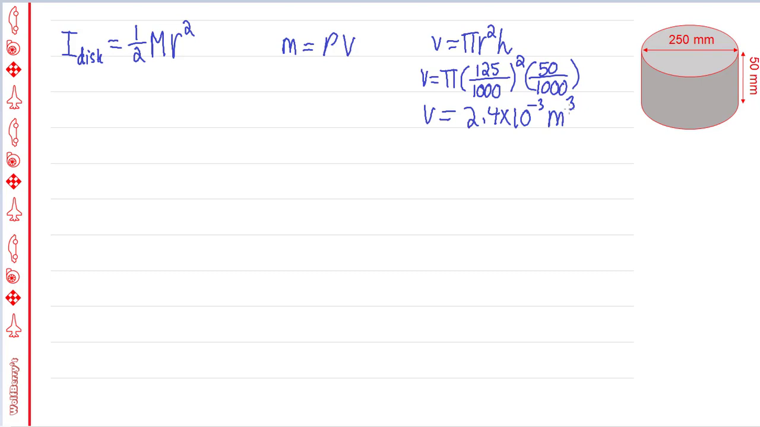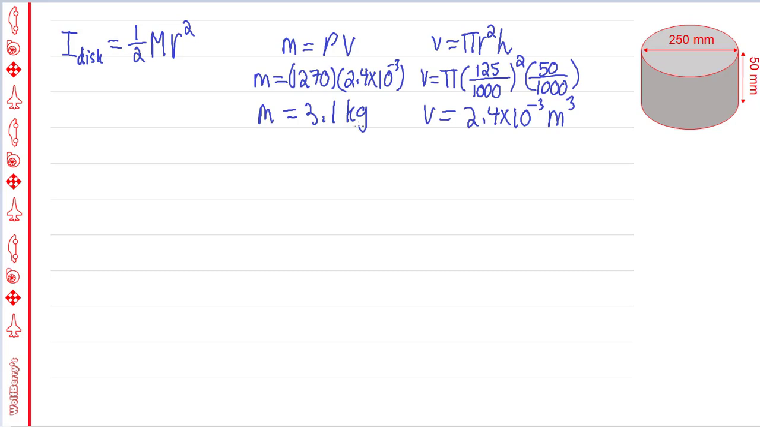Now substituting this volume into the mass equation, we have M equals the density of the material, which is 1270 kilograms per meter cubed, all multiplied by 2.4 times 10 to the minus 3. Now, this gives you a mass of 3.1 kilograms, which is realistic, it's quite a small disk.